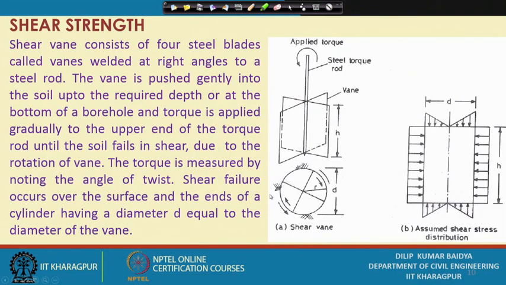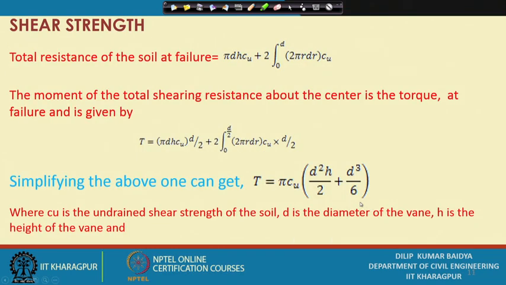So, this is the thing I have explained once again here. This is the vane, and I have already told all of this; I do not want to spend much time on it. As I have mentioned, from the cylindrical surface, when the vane is rotated, along this surface the shear will be there, perpendicular to this, like this.